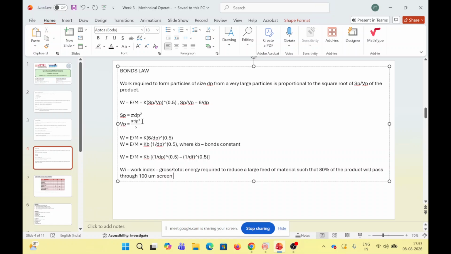So that is how you define work index, and the relationship between Kb and the work index goes as Kb equals 0.3162 times Wi.